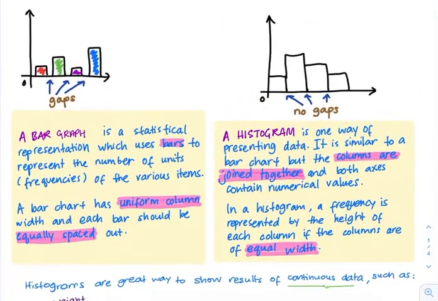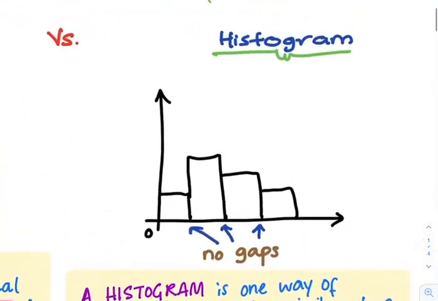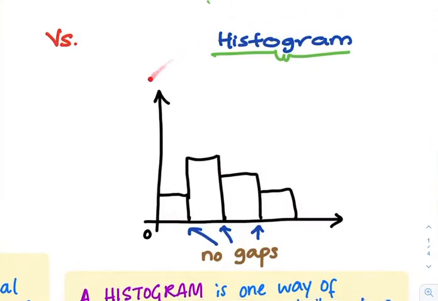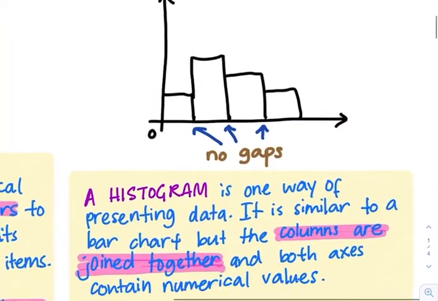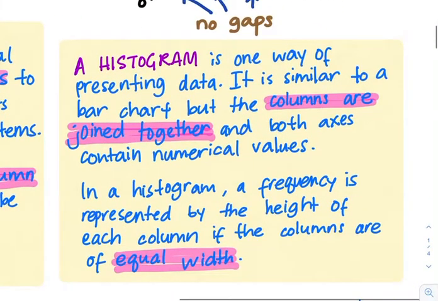While for a histogram, this is how a histogram looks like. Quite similar, right, with the bar graph? A histogram is one way of presenting data. It is similar to a bar chart, but the columns are joined together and both axes contain numerical values. In a histogram, a frequency is represented by the height of each column if the columns are of equal width.